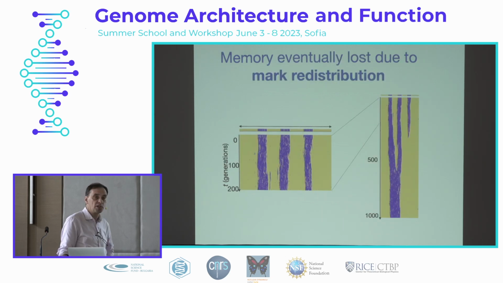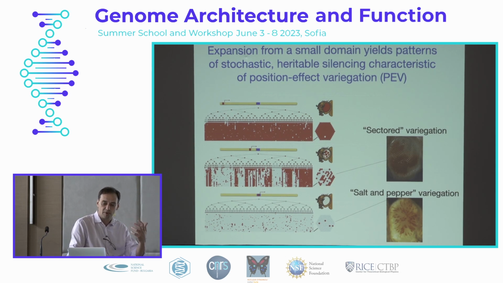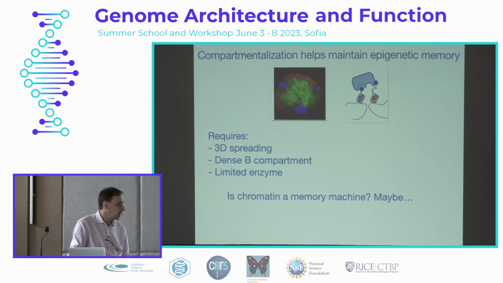And again, this memory is not perfect either. After many hundreds of cell divisions, you start losing the memory. And that's presumably a pessimistic thing, there is nothing permanent in life. That's another phenomenon where you cannot really maintain this memory forever. There are other interesting phenomena such as position effect variegation in the fly Drosophila. Without going into details, I'll just say that this gives you random but stable heritable patterns. I summarized what we learned from that. We need 3D spreading, we need dense B compartments, and we need limited enzyme. And that's what can lead to stable memory.